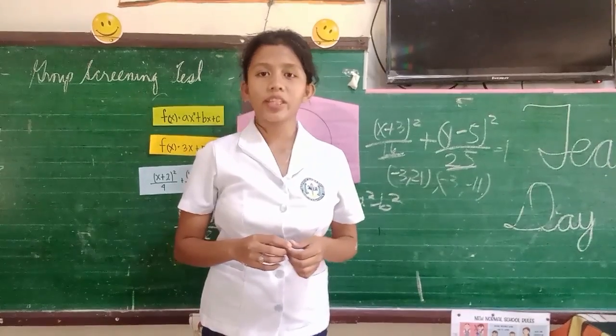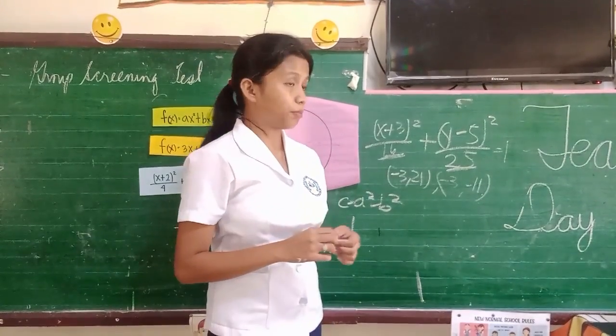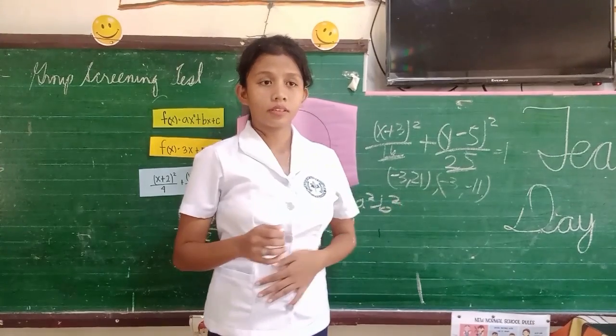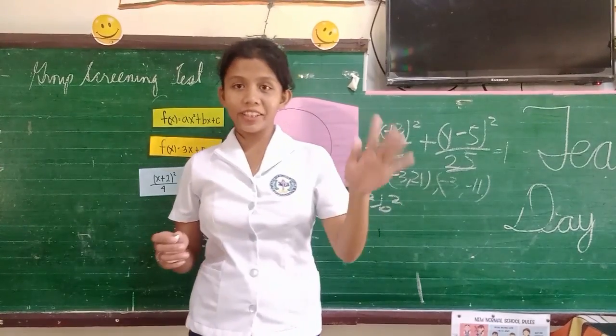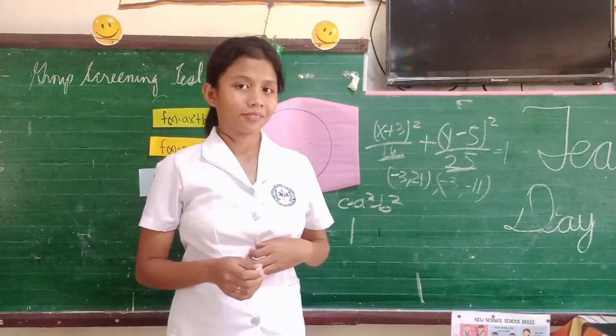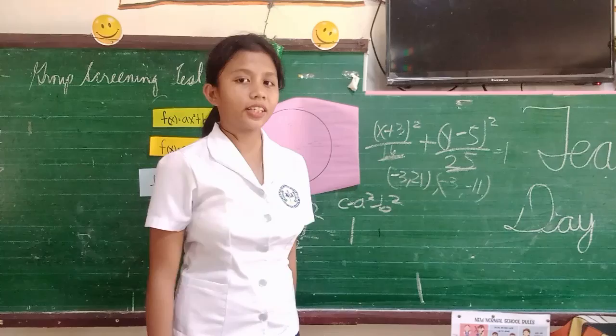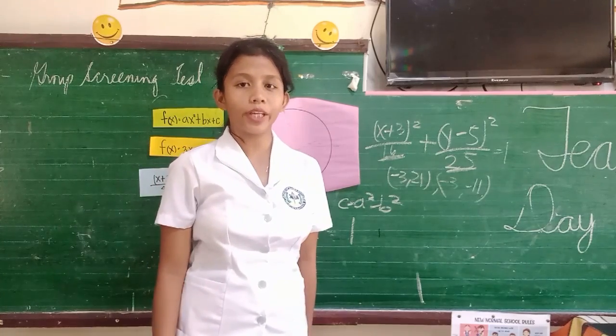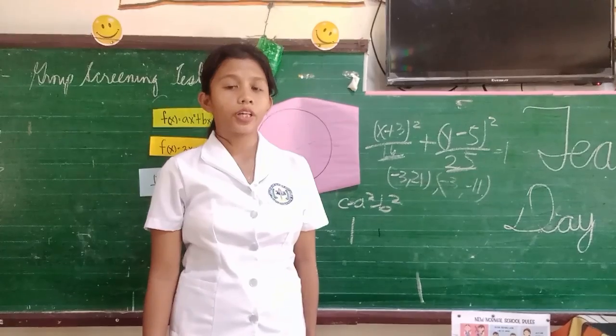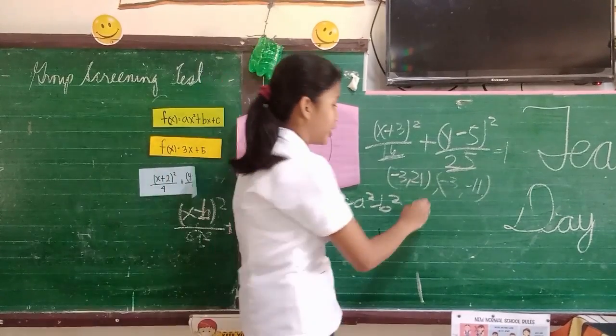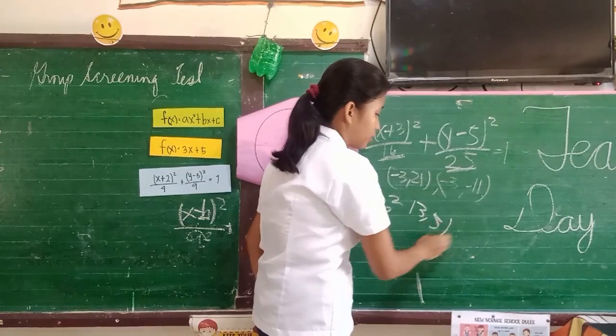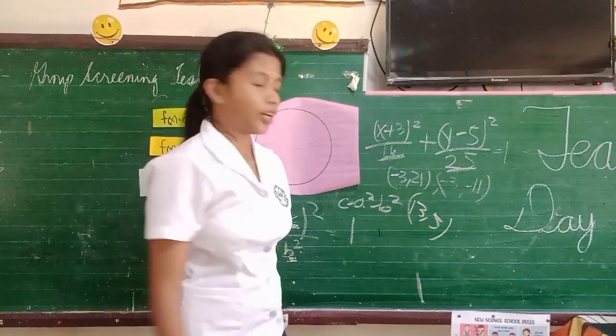So, what are the co-vertices of the ellipse? Yes, dear? You got it. It is negative 3 plus or minus 4 and 5. Or it can be 1 and 5, and negative 7 and 5.